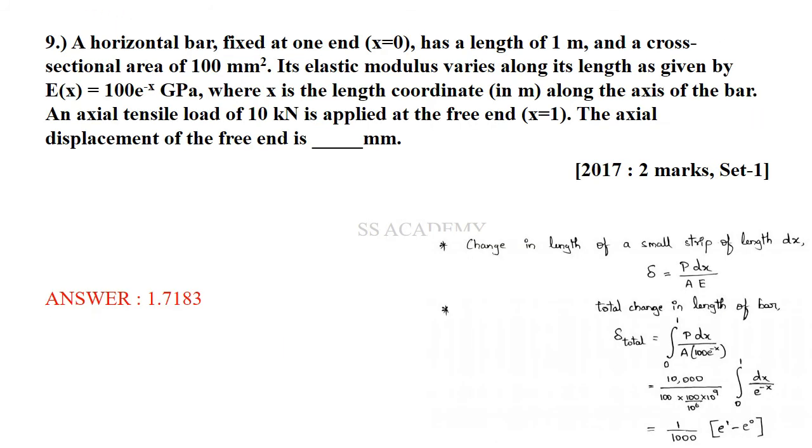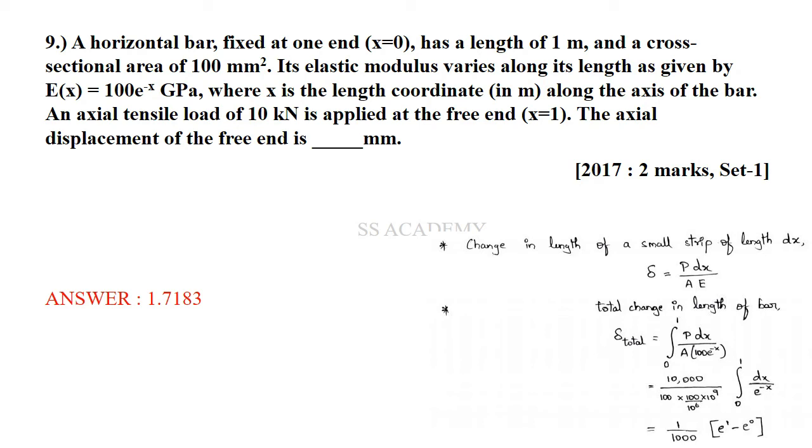A horizontal bar fixed at one end x is equal to 0 has a length of 1 meter and a cross-sectional area of 100 millimeter square. Its elastic modulus varies along its length as given by E of x is equal to 100 e power minus x gigapascal. It is a varying elastic modulus and it is not constant, where x is the length coordinate in meter along the axis of the bar.